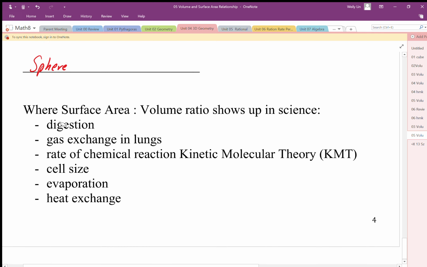Okay, so it shows up in digestion. We have very long digestive tracts because we want to have lots of surface area to be able to absorb nutrients. Gas exchange in lungs. We have lots of tubes in our lungs that allow us to have lots of surface for gas to exchange. You know, we want oxygen in, carbon dioxide out. We need lots of surface for that to happen. So our lungs actually have a lot of surface area to do that. Okay, chemical reaction rates, cell size, evaporation, heat exchange. These are all things that are affected by surface area to volume ratio.